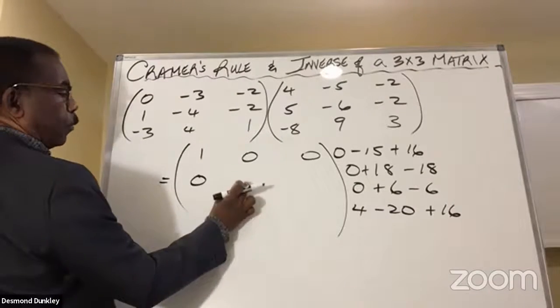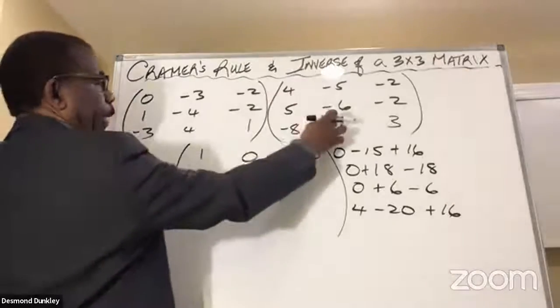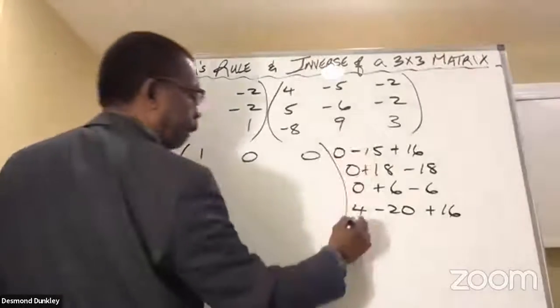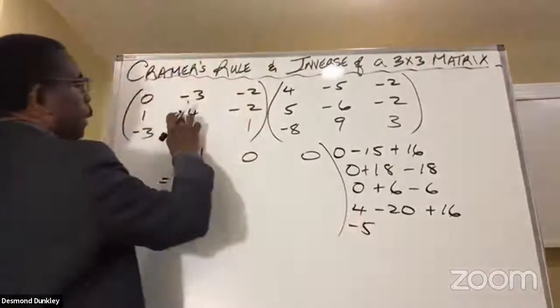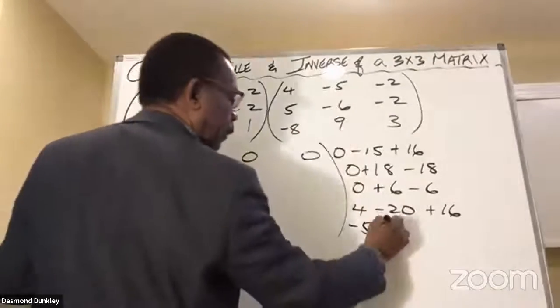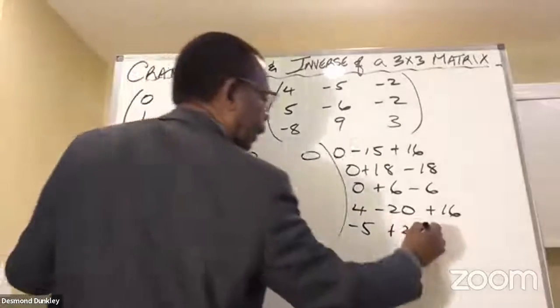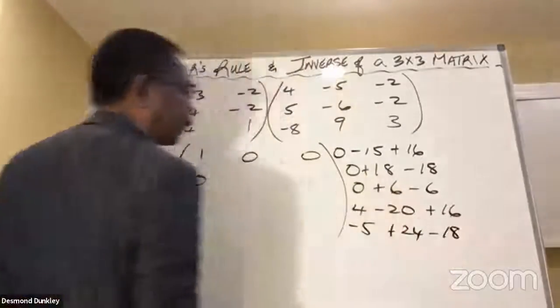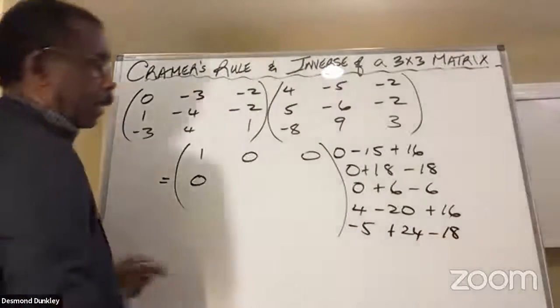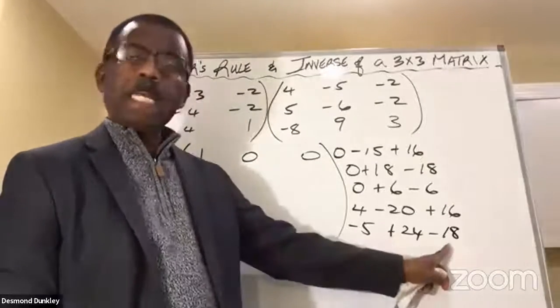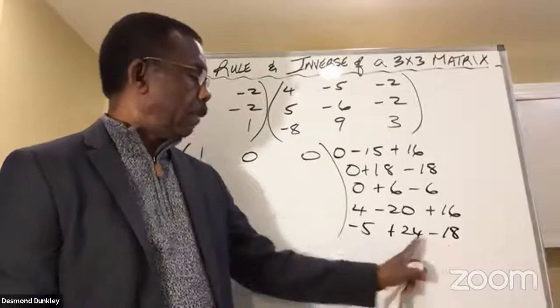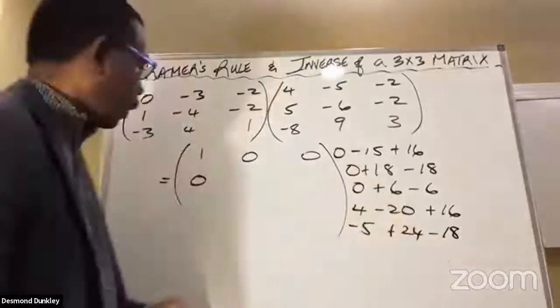Now we're going to go to the 2, 2. Second row, second column. 1 times -5, -5. -4 times -6, 24. And -2 times 9, -18. Okay. -5 minus 18, -23. Plus 24 is 1.